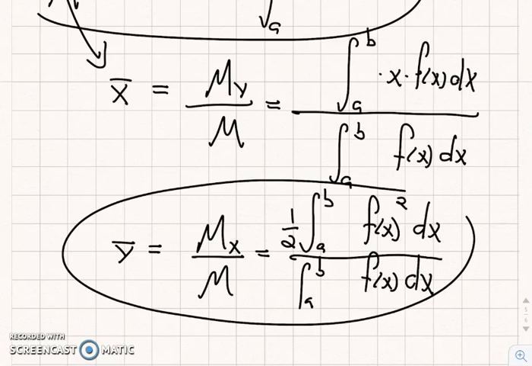So here are our formulas. Let's do an example. The example I'd like to do is the following.